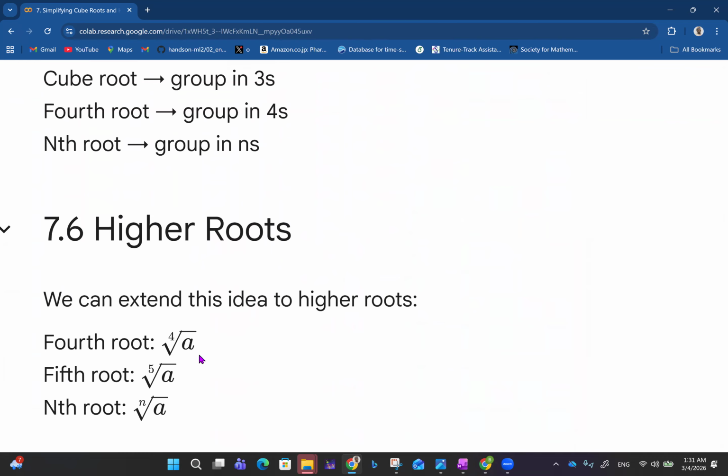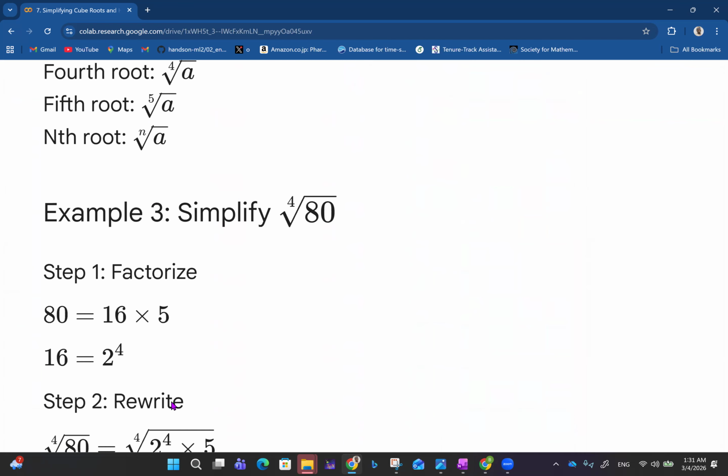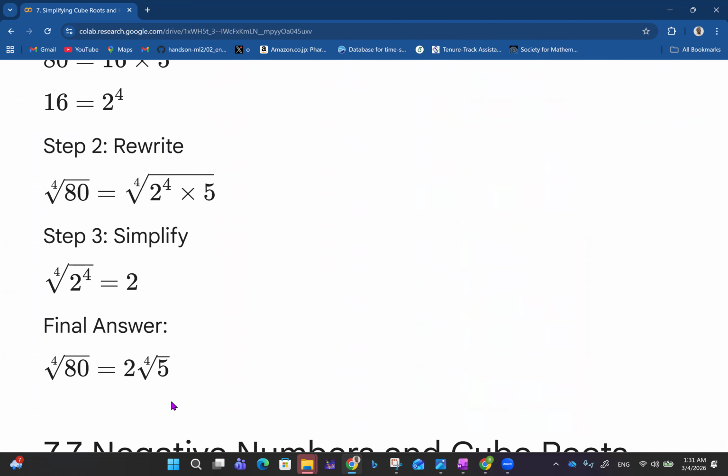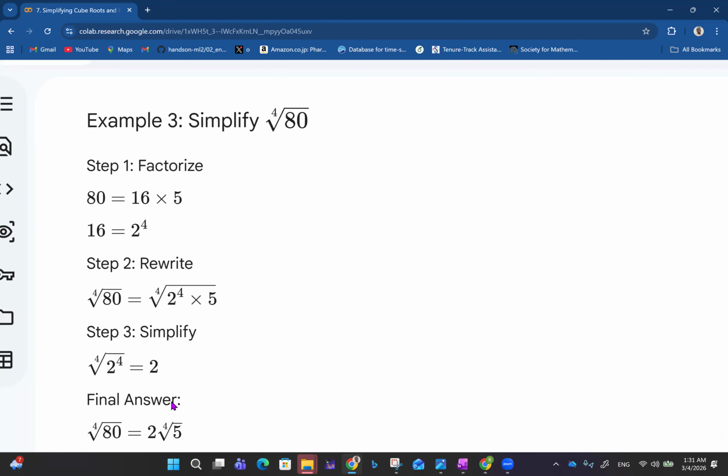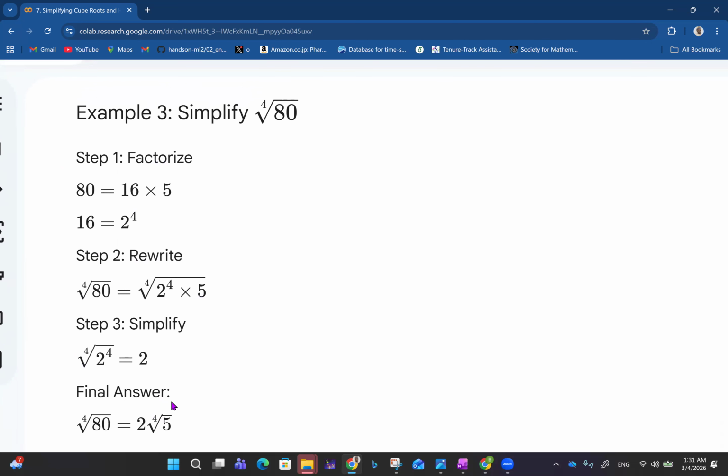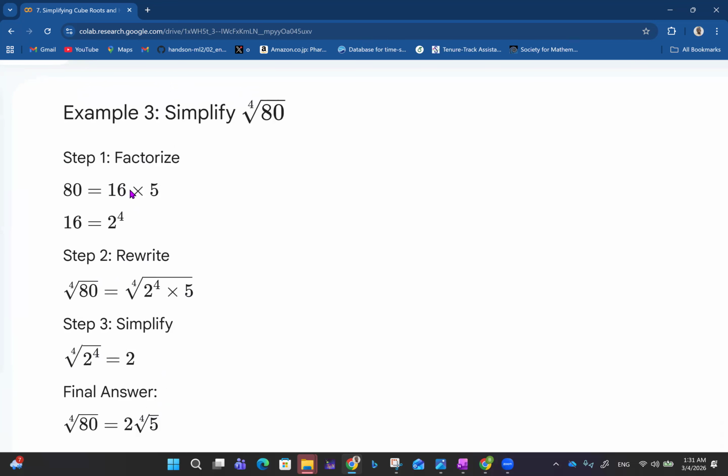For fourth root, we have the fourth root of a; fifth root, the fifth root of a; nth root, the nth root of a. So imagine now that we need to find the fourth root of 80. You have to factorize. That's 16 times 5, and 16 is 2 raised to power 4. So the fourth root of 80 is the fourth root of 2 raised to power 4 times 5, and the fourth root of 2 raised to power 4 is 2. The final answer is 2 times the fourth root of 5.